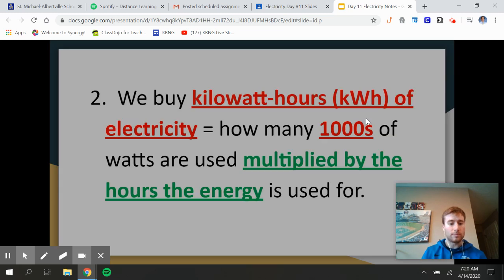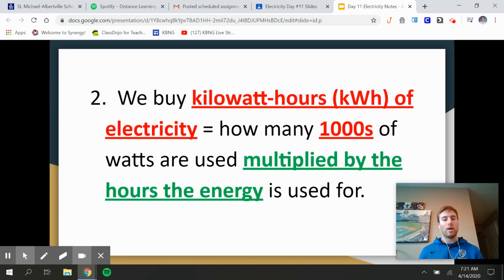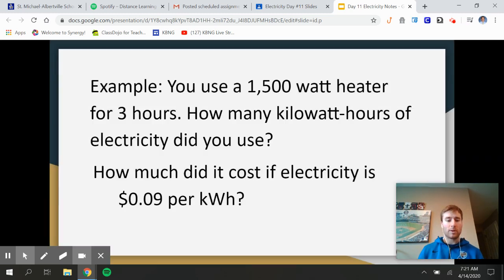So we buy energy in something called kilowatts. It's the same thing as a watt, except a kilowatt just means 1,000 individual watts. So 1 kilowatt is equal to 1,000 watts. And that's just because we use so much energy, it's way easier to measure in things like kilowatts. Otherwise, we'd have 72,000 watts instead of 72 kilowatts. It's just a lot easier for us to use kilowatts.